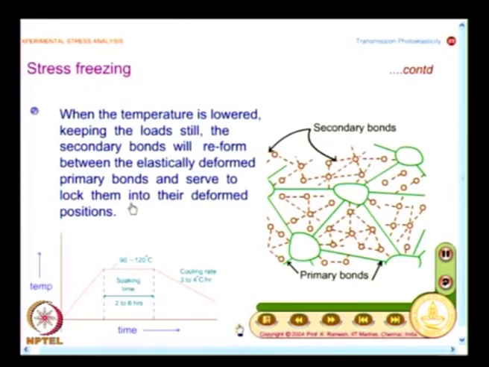and at the end of the process I remove the load, like what I have in the case of a spring put in water and frozen into ice. At the end of the process I remove the load, still the spring remains compressed. So, similarly in a stress freezing process, I essentially go through a thermal cycling. Let us see what the thermal cycling process is.